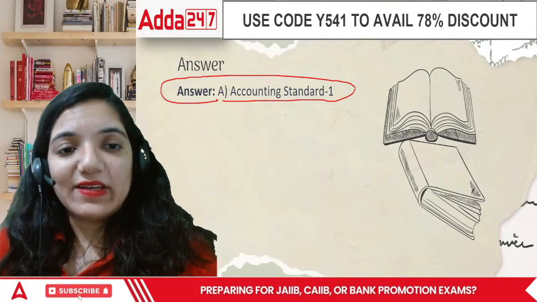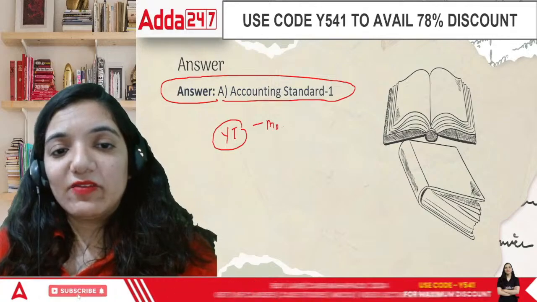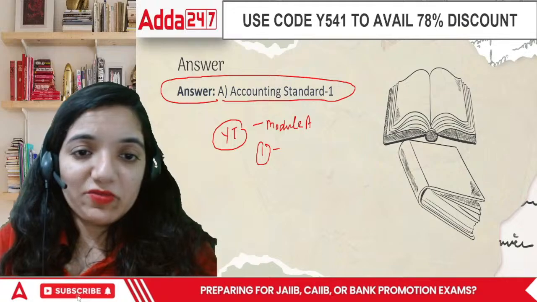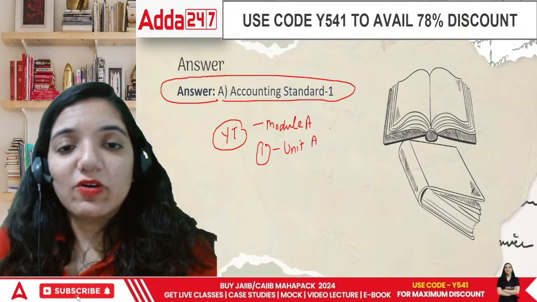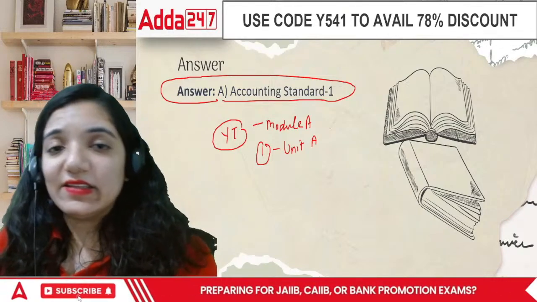When we talk about these YT sessions, we are covering the entire module. That means currently I am covering module A. Each session will have one specific unit. This was unit 1, and we'll be finishing off module A accordingly. Then we'll move towards module B, then C, then D.